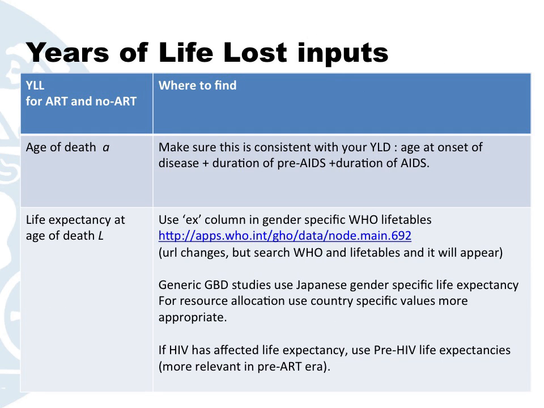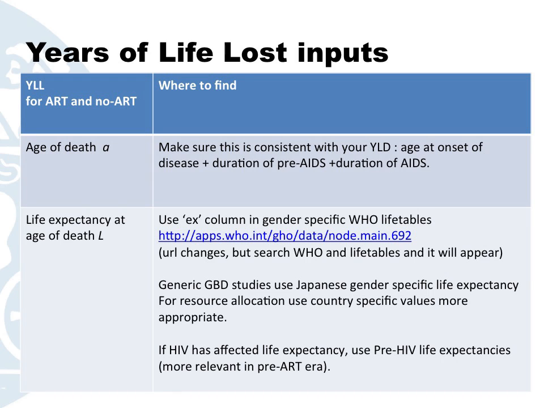Years of life lost, so there you need the age of death and life expectancy at the age of death. So if you die at 80, you may have a life expectancy of 3 years, whereas if you die at 20, you have another 50 years to go, something like that. So make sure that this is consistent with your years lived with disability. For HIV, you need age at onset of disease plus the duration of pre-AIDS plus the duration of AIDS until death, to make sure that's consistent. To get life expectancy at age of death, you use the EX column in the gender-specific WHO life tables here, and I will show you exactly what that means in the next slide.